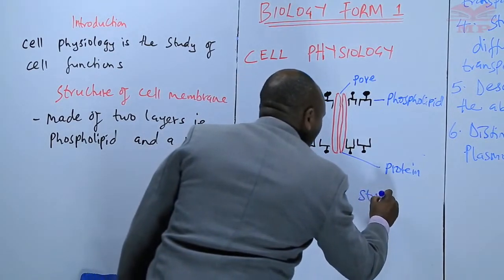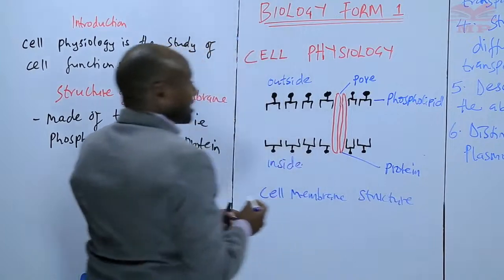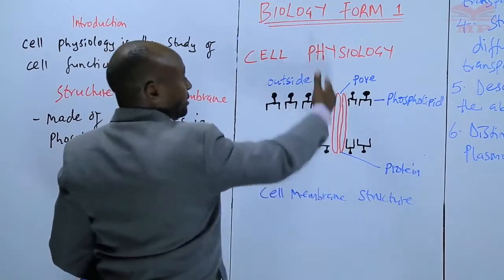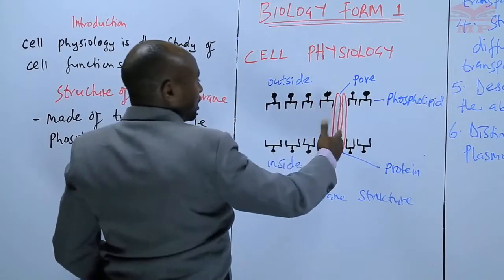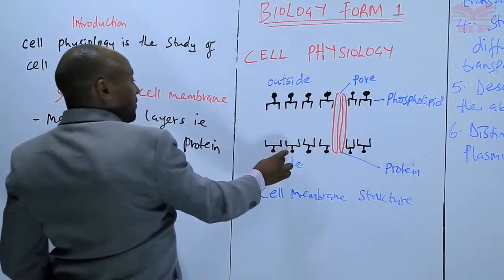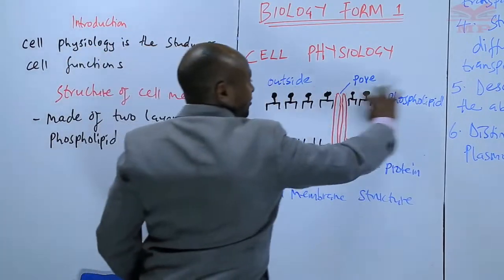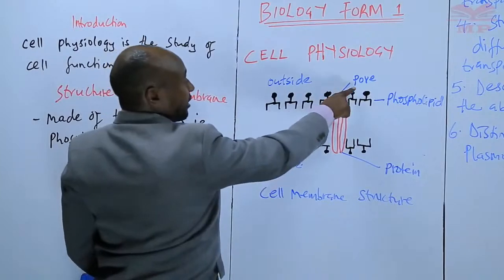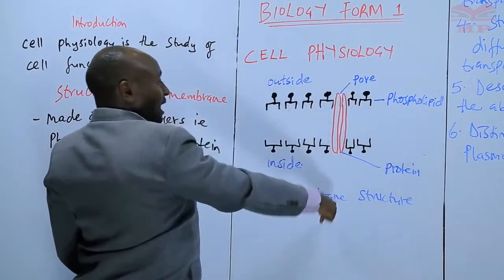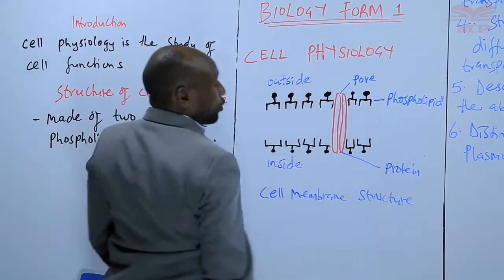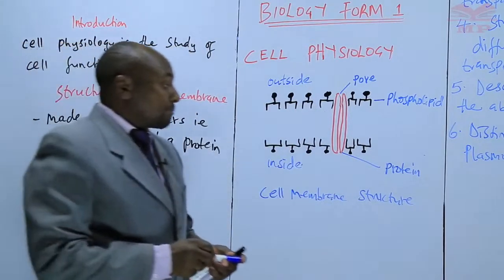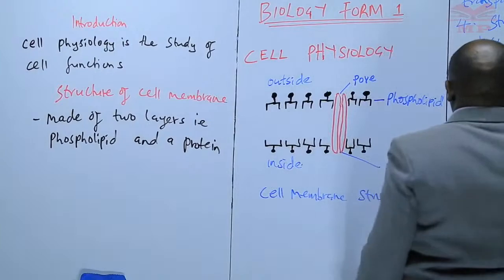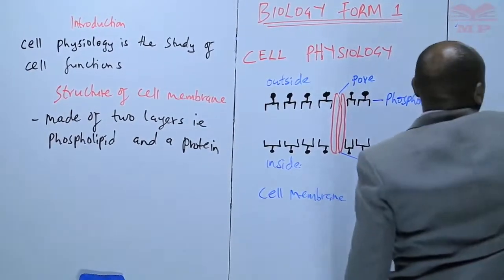structure, which we have said is made up of two layers. There is a phospholipid layer on either side, then there is the protein layer in between. So it doesn't have to be in one position. It can be in a number of positions. But basically, there is the phospholipid layer and there is the protein layer. Then in between the protein layer, there is a pore, or there is a hole that allows materials to get in or out of the cell through the cell membrane. And then the other thing that I want us to look at are the properties of the cell membrane.